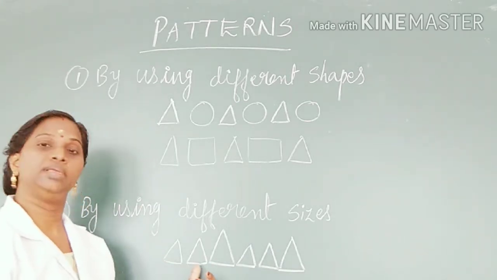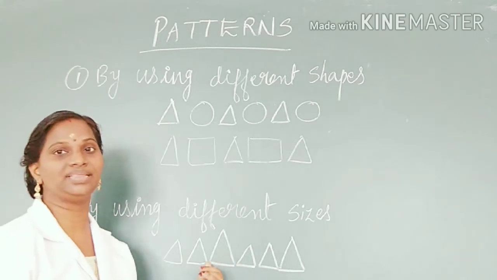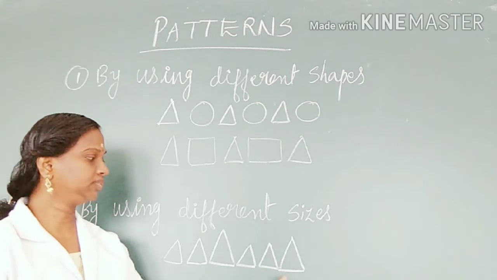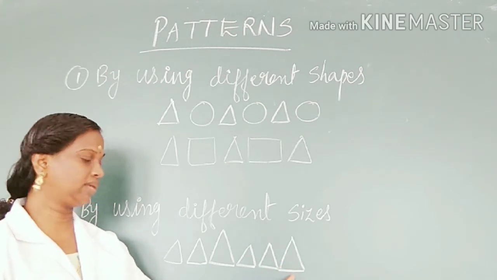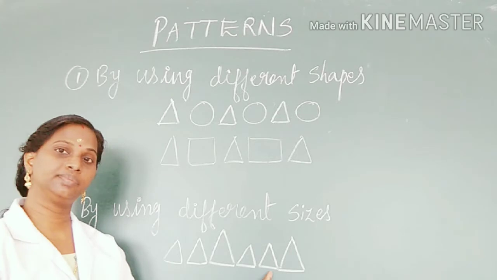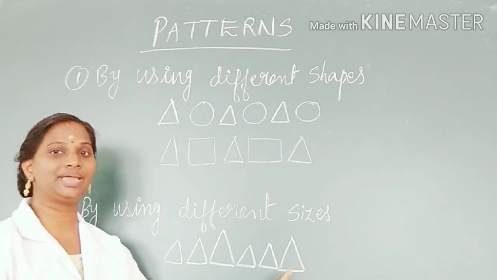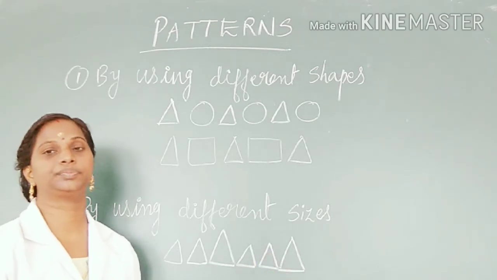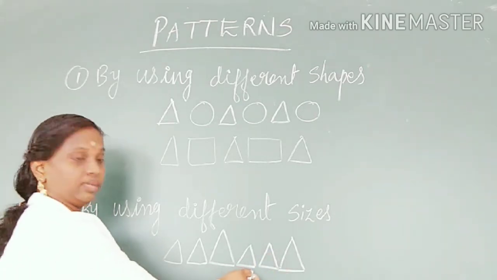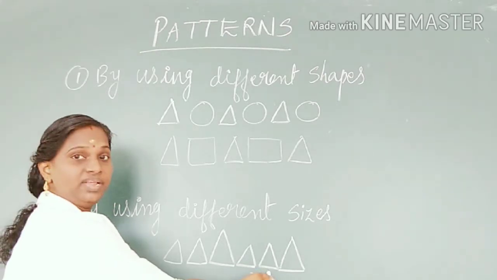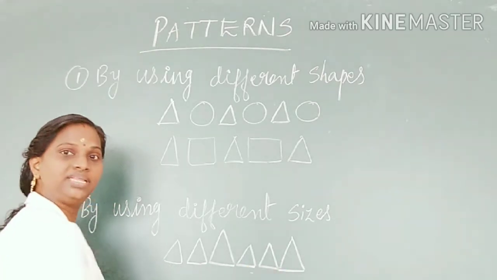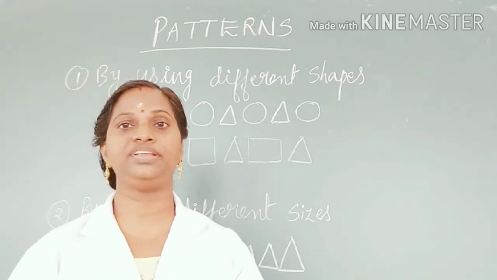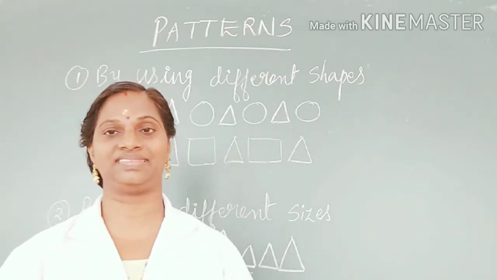One small, then bigger than this one, then bigger than this one. So here, this one is bigger and this one is bigger, biggest. You can say like that. Or small, smaller, smallest. By using this, you can create your own pattern by using different shapes and different sizes.